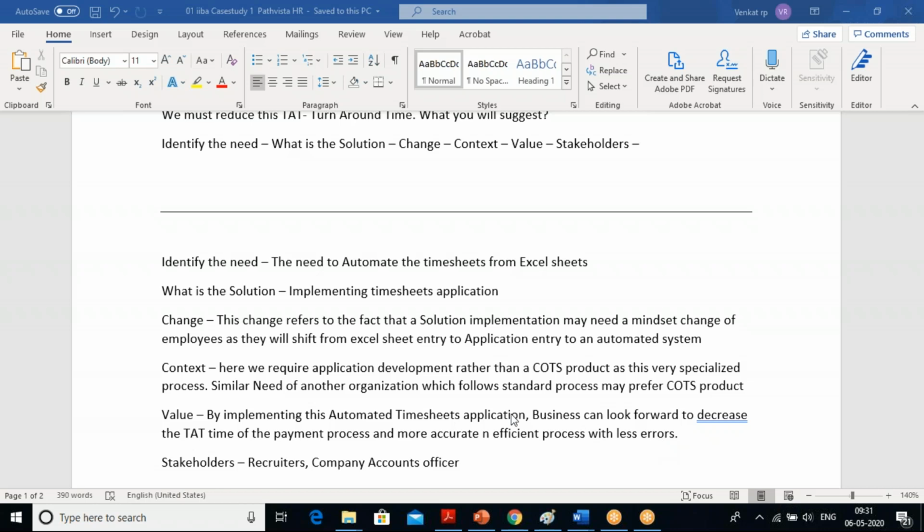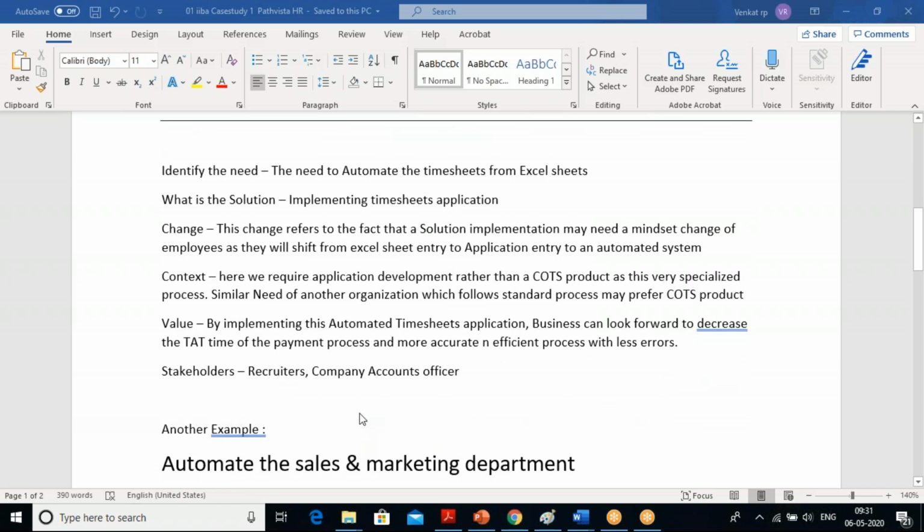And coming to the stakeholders, the recruiters will be there, and accounting, this company's accounts officer, and finally the developers and the business analysts. Fine, got it. Now I'll share this document with you. I want you to analyze it once again and come up with your own understanding, because this is not perfectly drafted. It is just to create some thought process in your mind. It is not the complete solution.